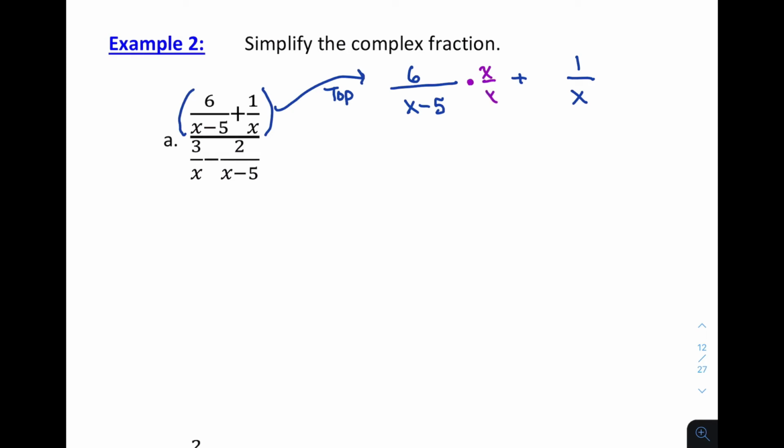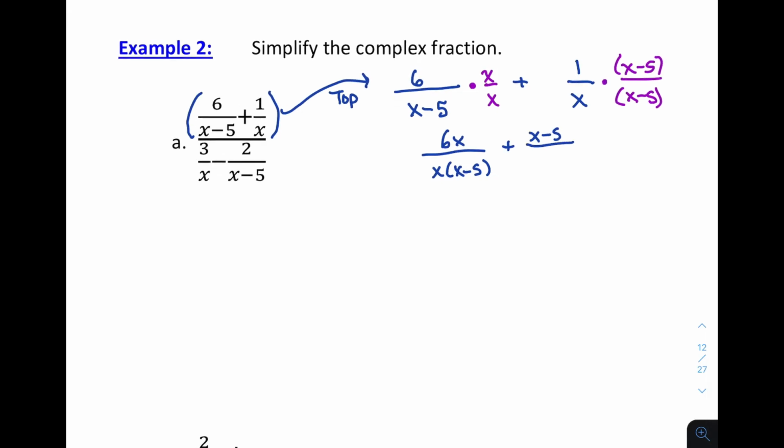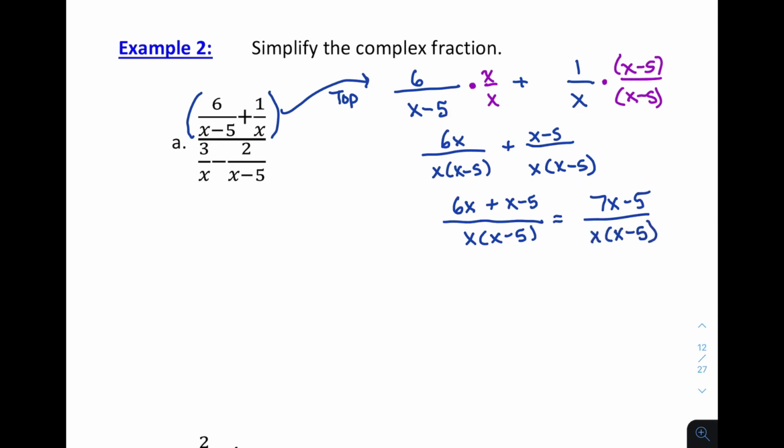Now, if I think about my least common denominator, I'll need each of those factors, so I'm going to multiply the first one by x over x and the second one by x minus 5 over x minus 5. And then I'll have 6x over x times x minus 5 plus x minus 5 over x minus 5. I can go ahead and put them as a single fraction since they have a common denominator, and then all over my denominator of x times x minus 5. If I add my like terms together on top, I'll get 7x minus 5 over that same denominator. Now I'm just going to leave that one for the moment. We're going to work on the bottom.